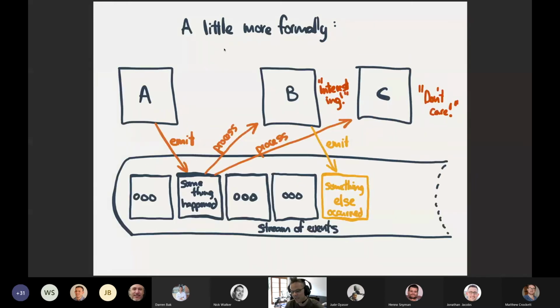Whereas once things are in the event stream, time is now more optional. It's not to say that it's completely optional, because of course time is important, but they're no longer coupled in time, if that makes sense.